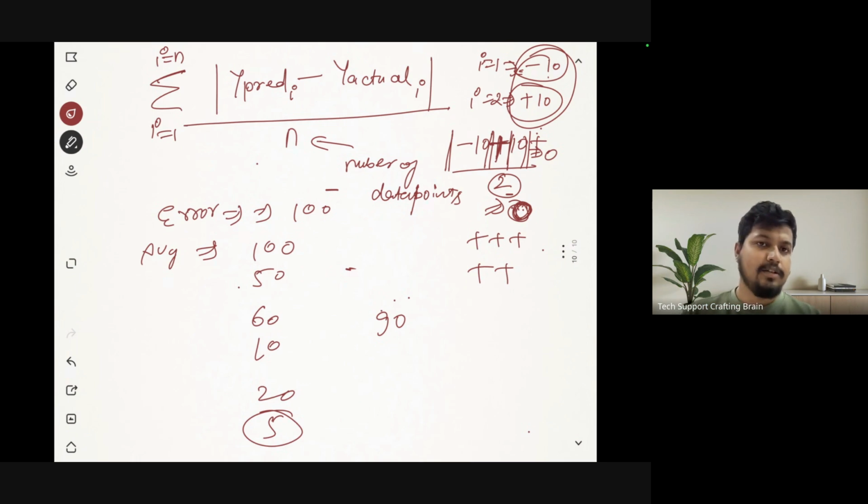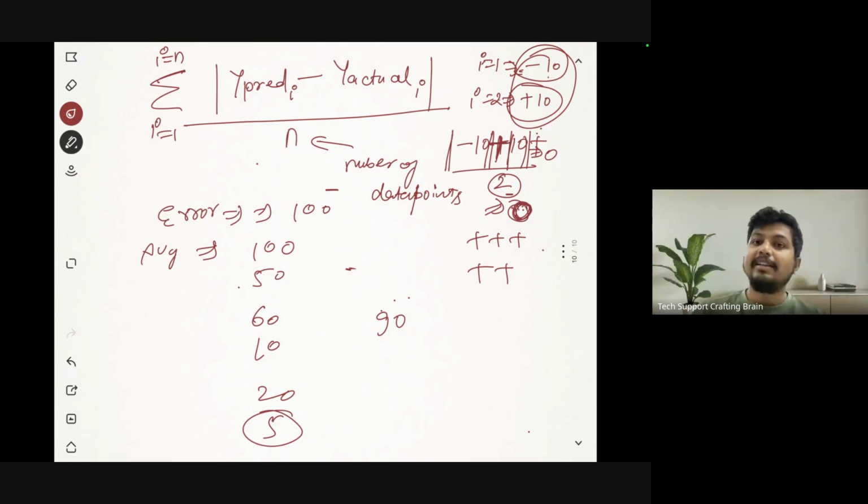The best fit line, guys, what do you think? Will it have high error or low error? Low error. Very good. The best fit line will have the lower error. So the whole idea is that you have to find the least error. If you're able to find the least error, that means you are able to find the best fit line.